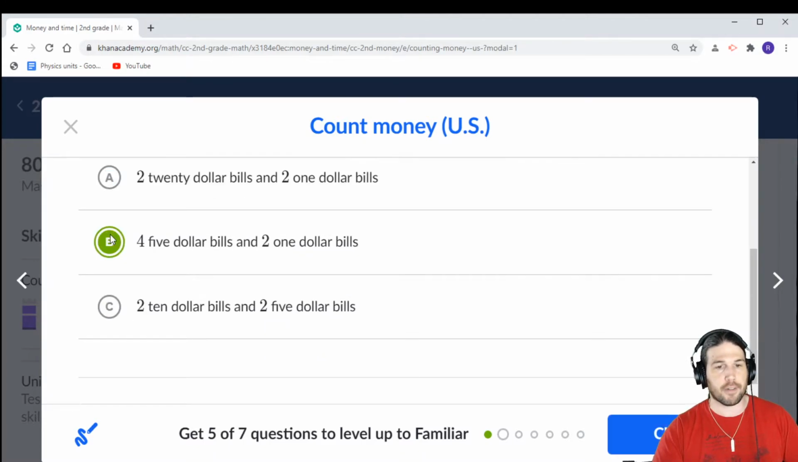So $22 is 4 $5 bills and two $1 bills. Two 10s does get me to 20, but unfortunately 2 5s gets me all the way to 30.